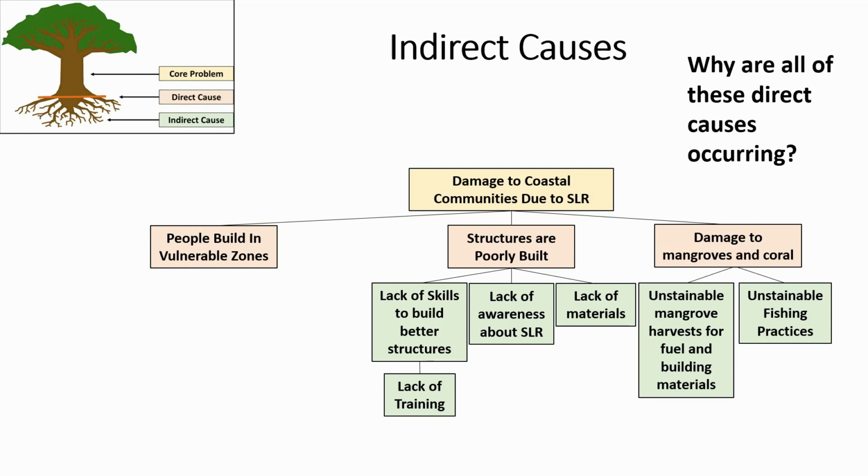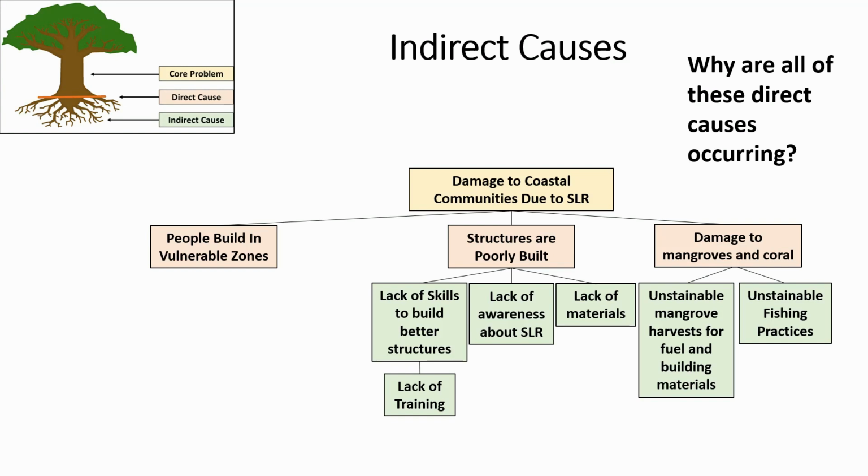So let's test the logic. If we have unsustainable mangrove harvests for fuel and building materials, will we have damage to mangroves and coral? And the answer to that is yes. And if we have damage to mangroves and corals, will we have damage to coastal communities due to sea level rise? Again, the answer there is yes as well.